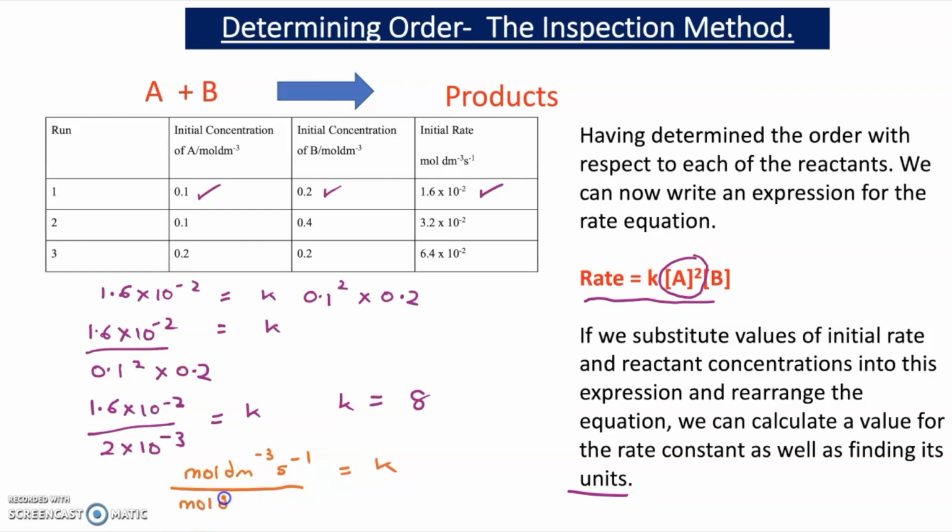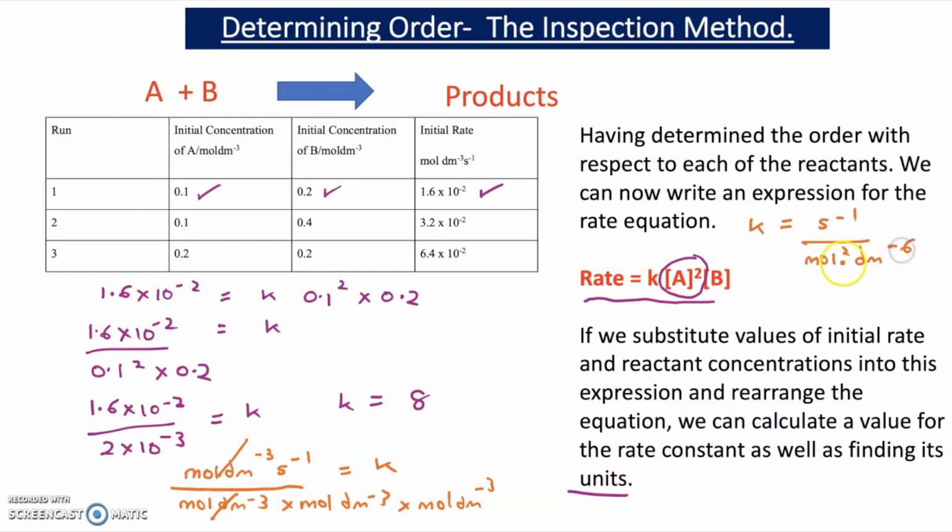So it's going to be equal to K times moles per decimeter cubed times moles per decimeter cubed times moles per decimeter cubed. And if I rearrange this, I'm going to get moles per decimeter cubed seconds to minus 1 divided by moles per decimeter cubed times moles per decimeter cubed times moles per decimeter cubed, which is going to give me K. So all I've done here is just rearrange this equation to find K.